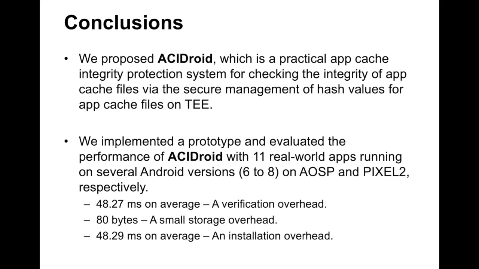Let me show you our conclusions. We proposed ACIDroid, which is a practical app cache integrity protection system for checking the integrity of app cache files via the secure management of hash values for app cache files on trusted execution environment. We implemented a prototype and evaluated the performance of ACIDroid with 11 real-world apps running on several Android versions on AOSP and Pixel 2, respectively.